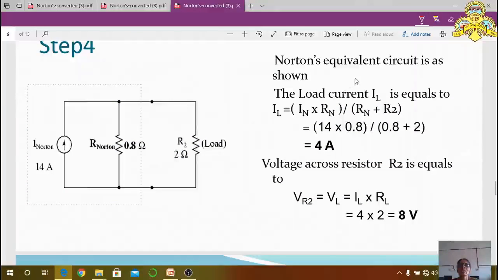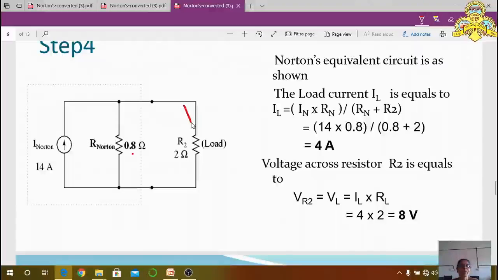Now, Norton's equivalent circuit. That is, IN and RN are connected in parallel. IN is 14 amperes and RN is 0.8 ohms. These two are connected in parallel, and across them we have the load resistor RL also. So the load current IL equals IN into RN divided by Rn plus R2. IL is the current flowing through the load resistor.